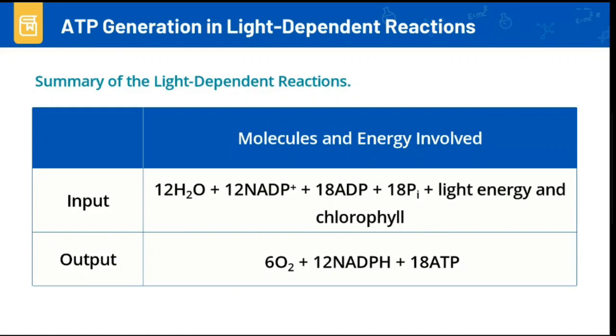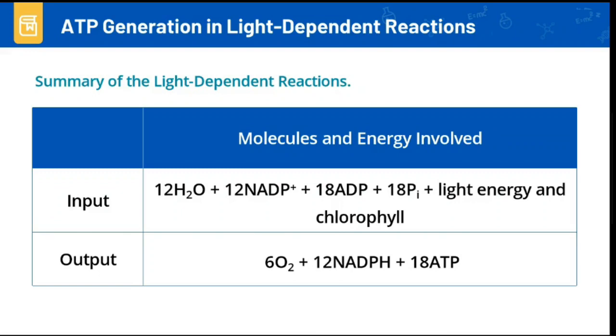Now, this is the summary of the energetics of your light-dependent reactions. So, nagiging input natin is your 12 water, plus 12 NADP, plus 18 ADP, plus 18 inorganic phosphate, plus your light energy and your chlorophyll. Ang nagiging output niya is your 6 molecules of oxygen, plus 12 NADPH and your 18 ATP. Ito yung gagamitin natin mamaya for your Calvin cycle, which is the next stage for your photosynthesis.